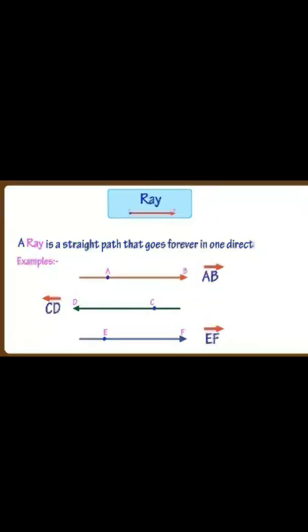There are some other examples, CD and EF, where the starting point of CD is C and EF is E. A line segment and a ray can be horizontal, vertical and slanting and can consist of countless points. Unlike a line and a ray, a line segment has a fixed length.